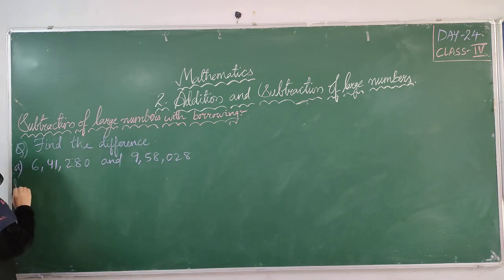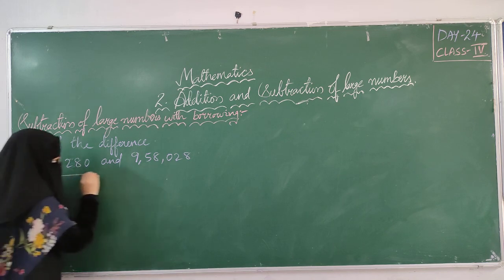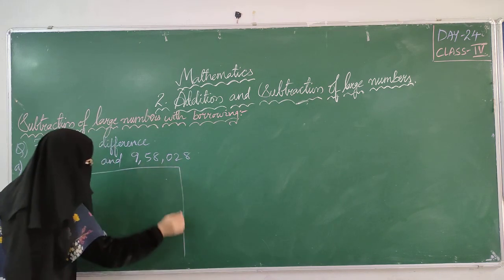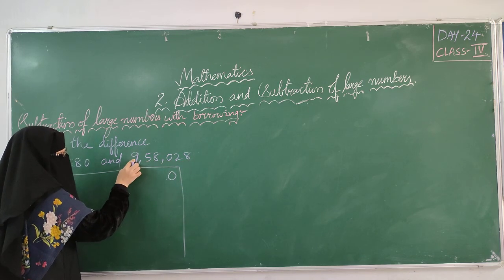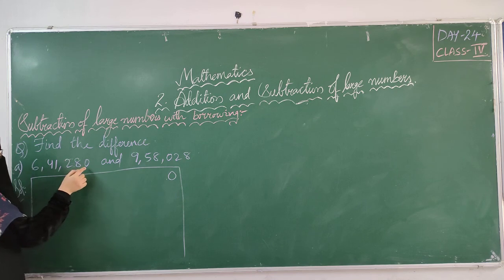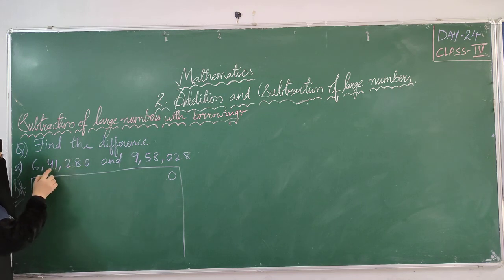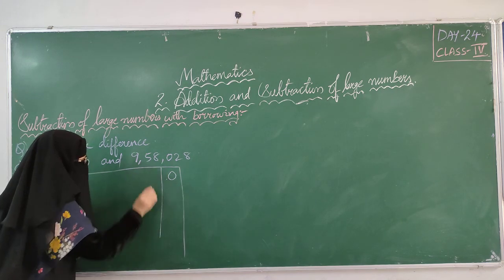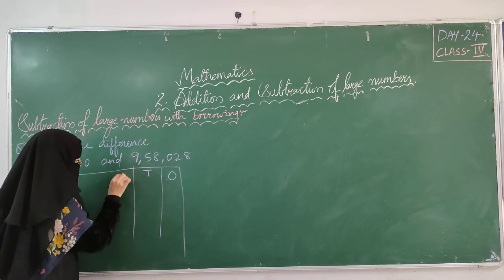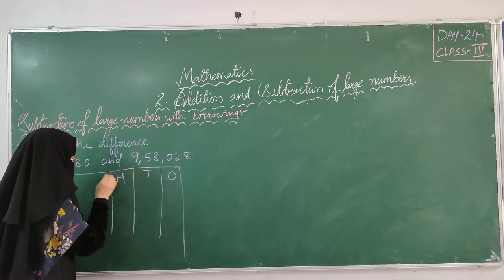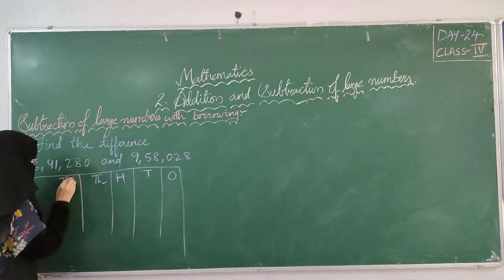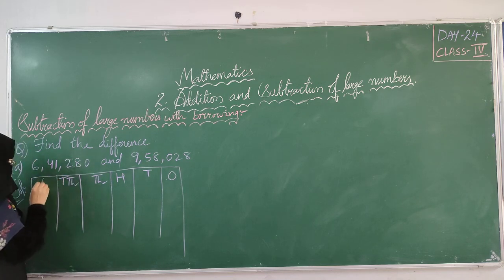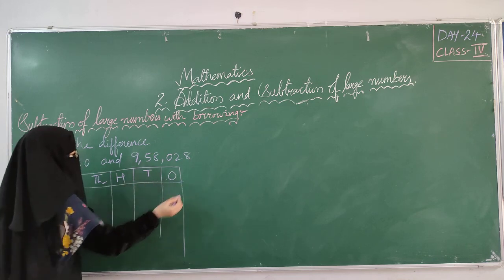Let's start writing the solution. First, what is our first step? To put the place values. I'm making one table and putting the place values. I'm checking first: ones, tens, hundreds, thousands, ten thousands, lakhs. So till lakhs, we have to put the place values. Check this number also: ones, tens, hundreds, thousands, ten thousands, lakhs.